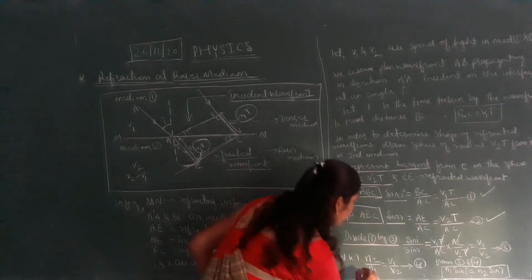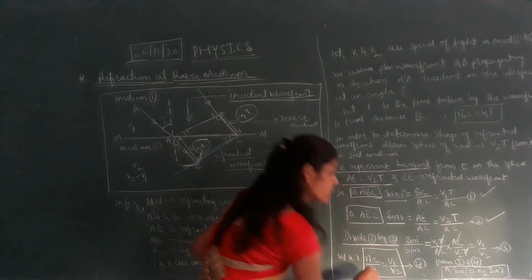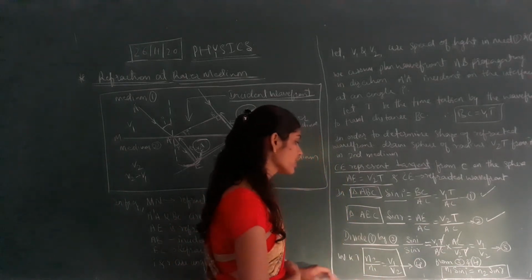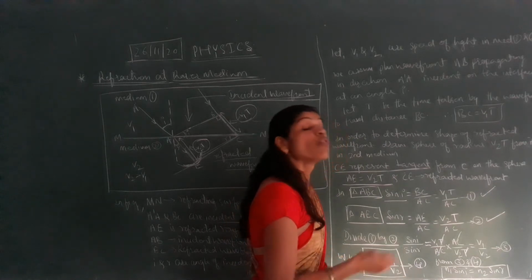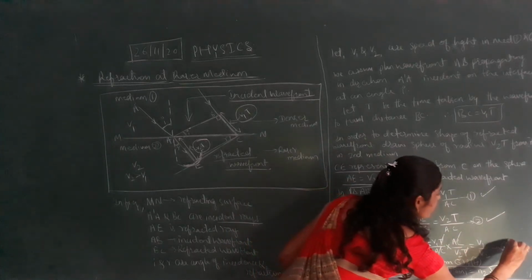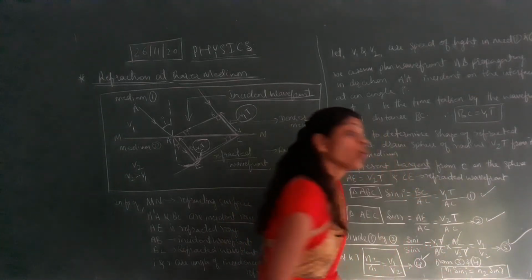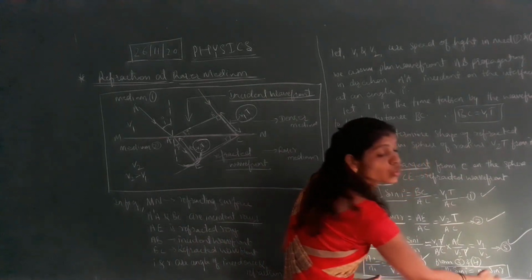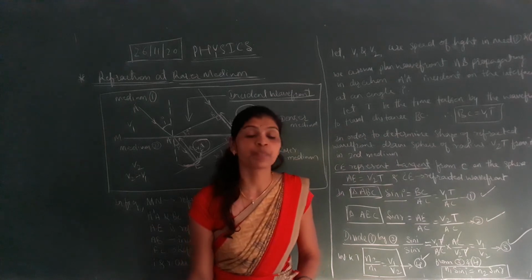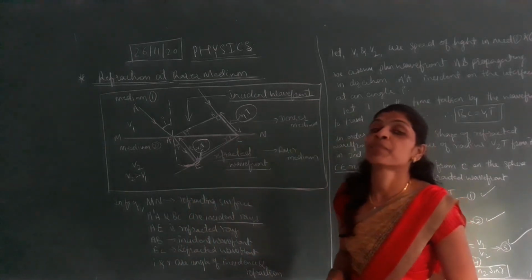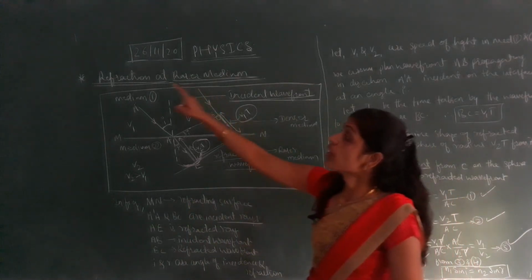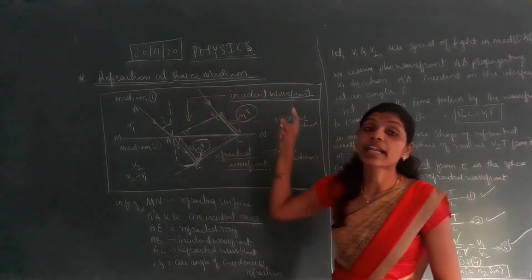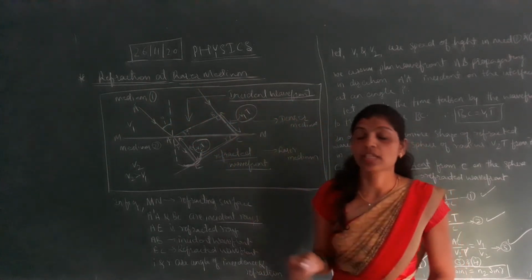Next, we know that N2 by N1 is equal to V1 by V2. Consider that as equation 4. From equation 3 and equation 4, we can write N1 sin I equals N2 sin R, which we call Snell's law. So this is how refraction at the rarer medium takes place.